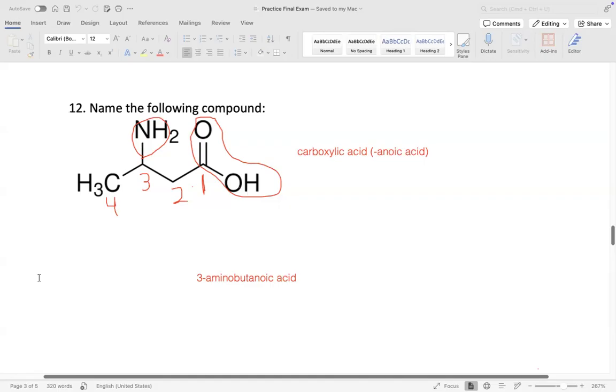Can you say that one more time? You said when we turn that functional group into a branch is what? Instead of being called an amine, it then has the name amino. So that's why we said 3-amino. So this amine group is coming off of carbon 3.